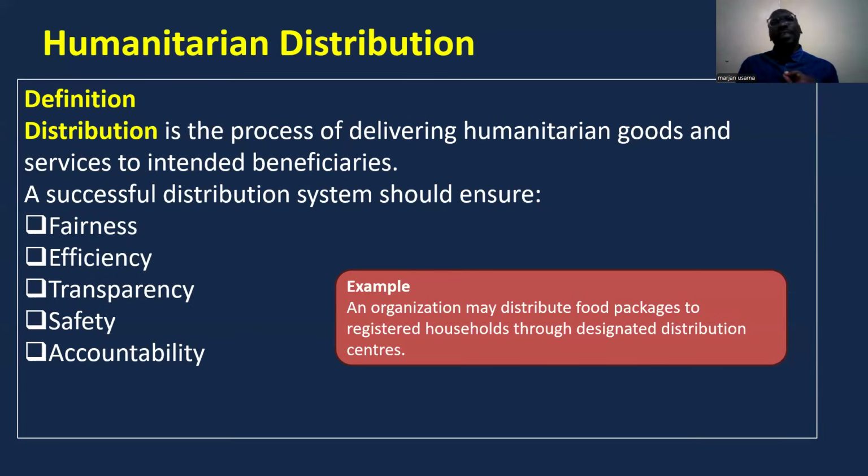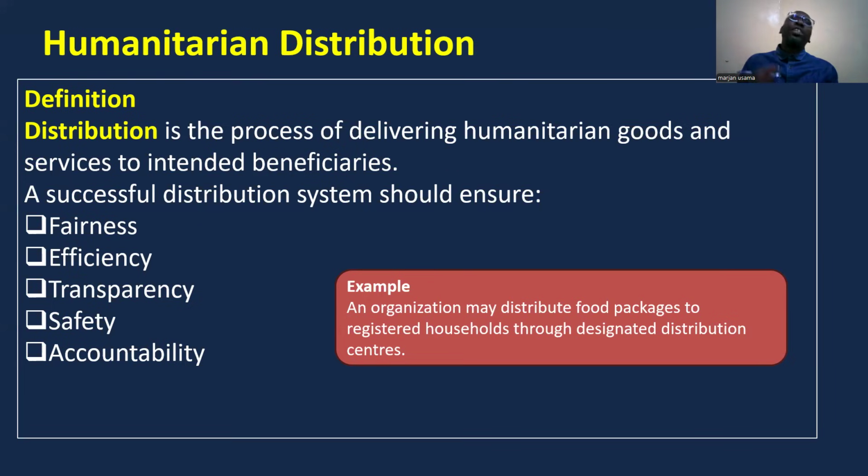So it's very important, this point. A successful distribution system should ensure fairness, justice. But sometimes, when it comes to distribution, you start with your tribe, you start with your people, you start with your family. No, no, no. There should be justice. There should be fairness. So that is number one.